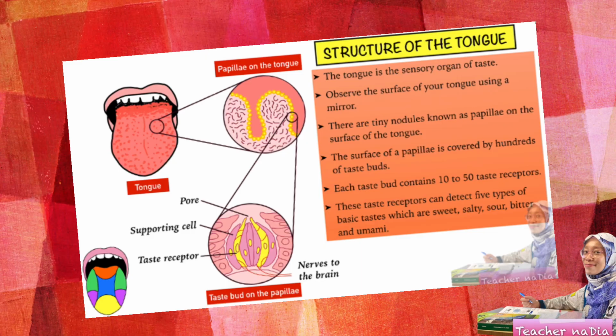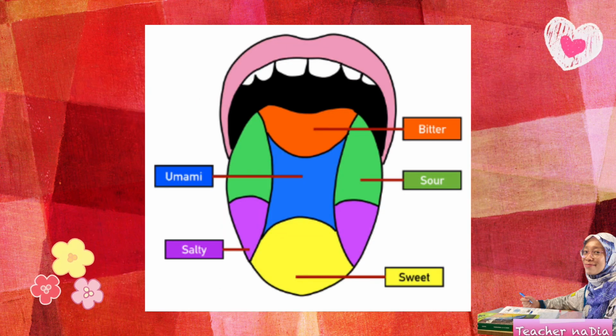So that's all the discussion about the fourth sensory organ, which is the tongue. Hopefully you can recall that the tongue has taste buds which contain taste receptors. These taste receptors can detect 5 types of basic taste, which we have mentioned earlier: sweet, salty, sour, bitter, and umami. Please remember that even though our tongue can be divided into 5 parts, the taste receptors can actually be found all over our tongue.